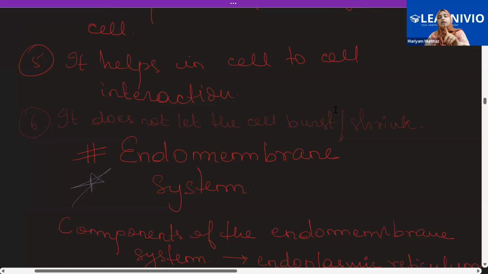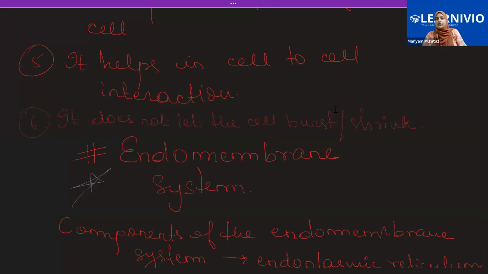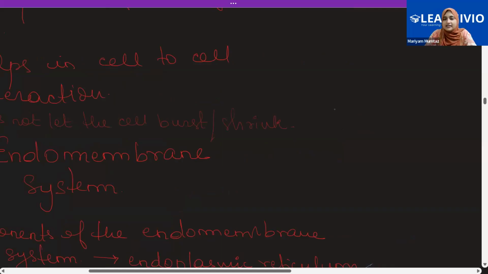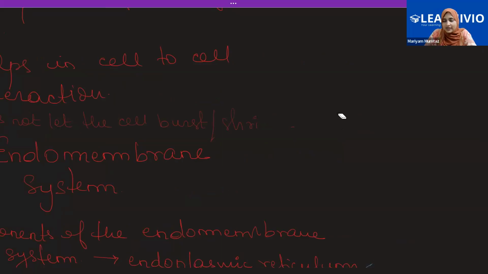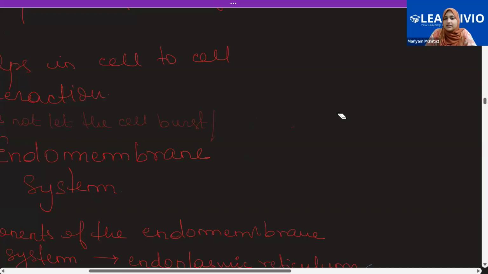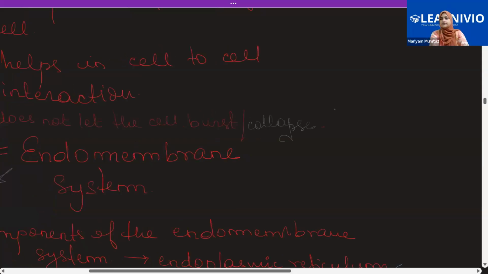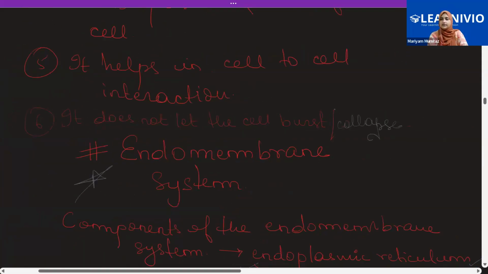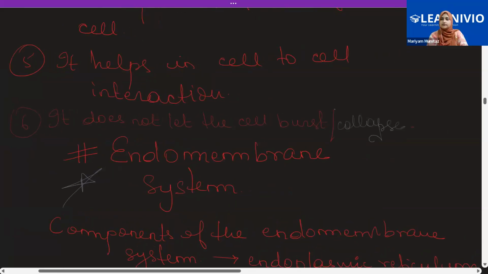And always remember that the cell can swell up, it can shrink down. So it doesn't let the cell burst while swelling up, and it doesn't let the cell collapse while shrinking. The cell can shrink, but it won't collapse. Why will the cell not collapse? Because of the presence of the cell wall. Clear, students? Any doubts? No, ma'am.